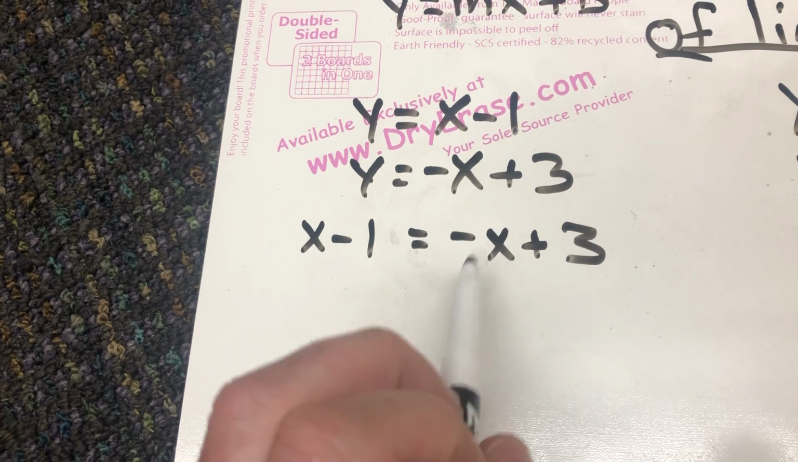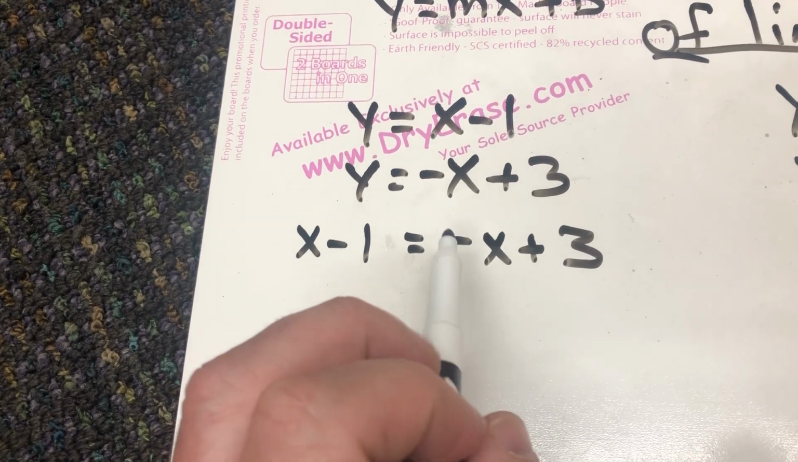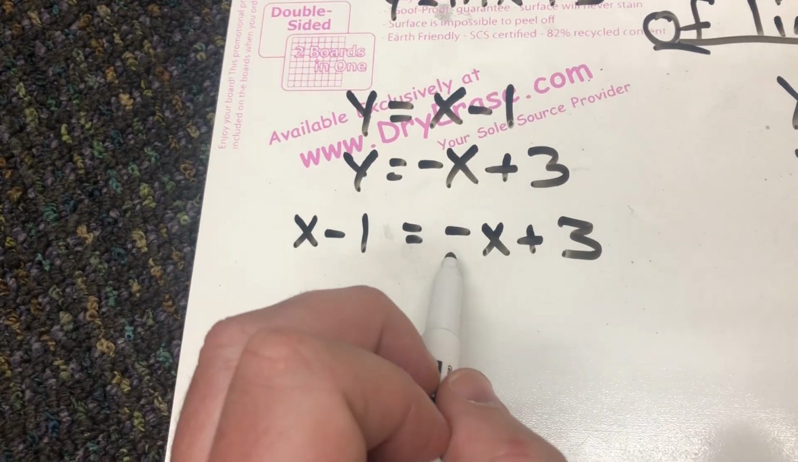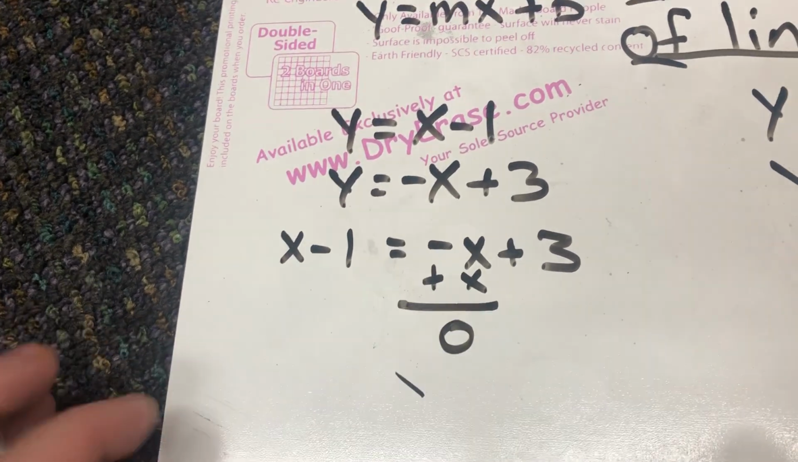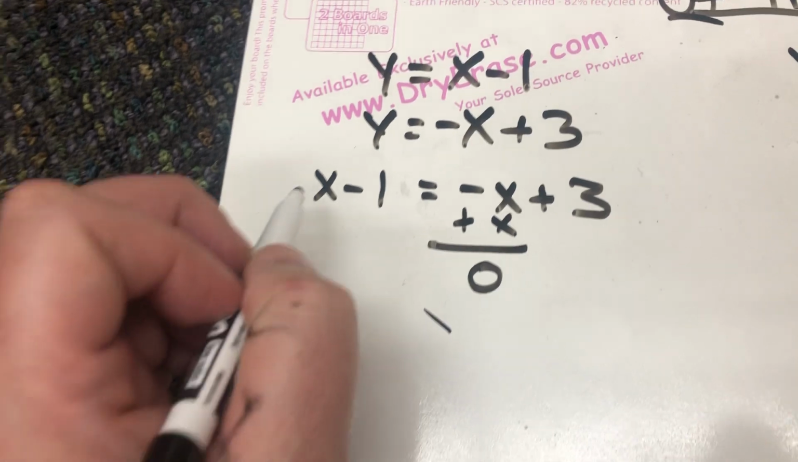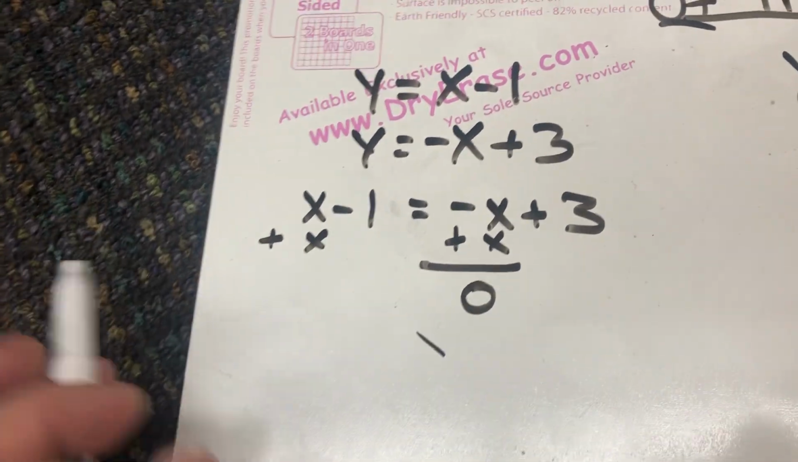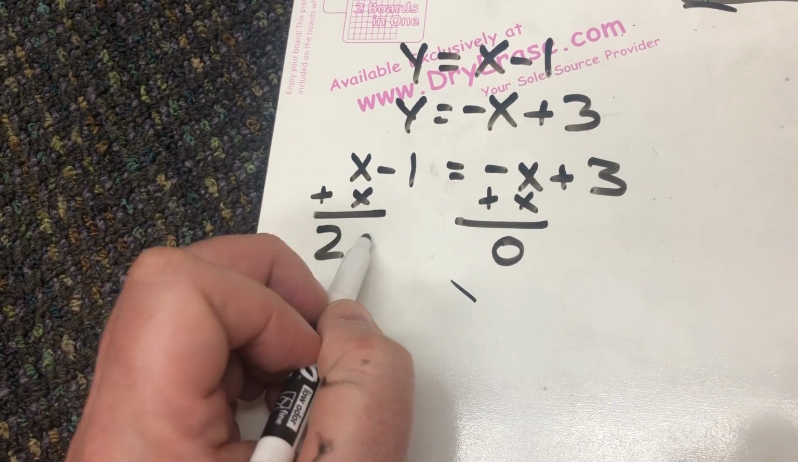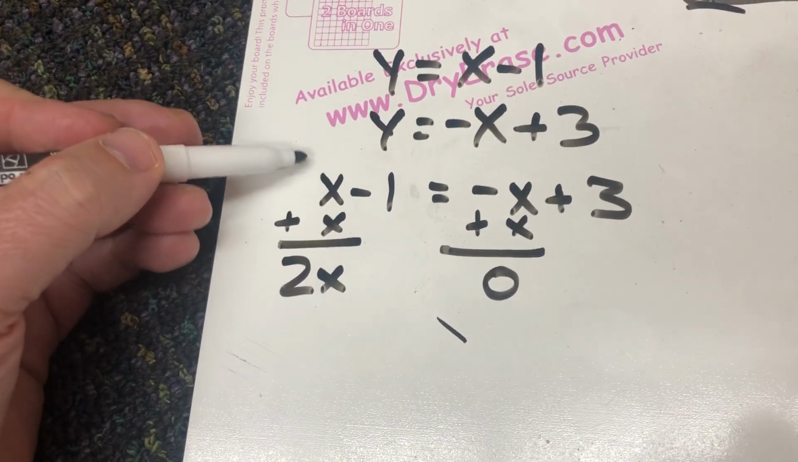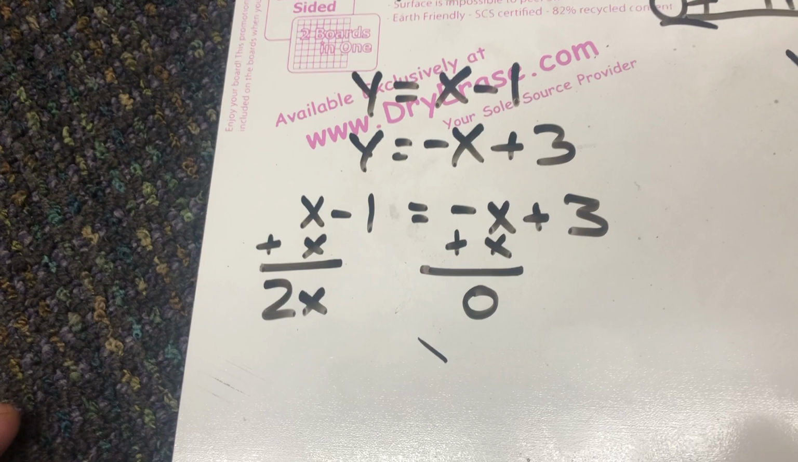So essentially what I'm going to do is add x to both sides to get rid of this. Add x to here. That gives me 0 there. And I'm going to add x over here because whatever I do to one side I have to do to the other. And so those are like terms. That gives me 2x. Remember the 1x plus the 1x is 2x.